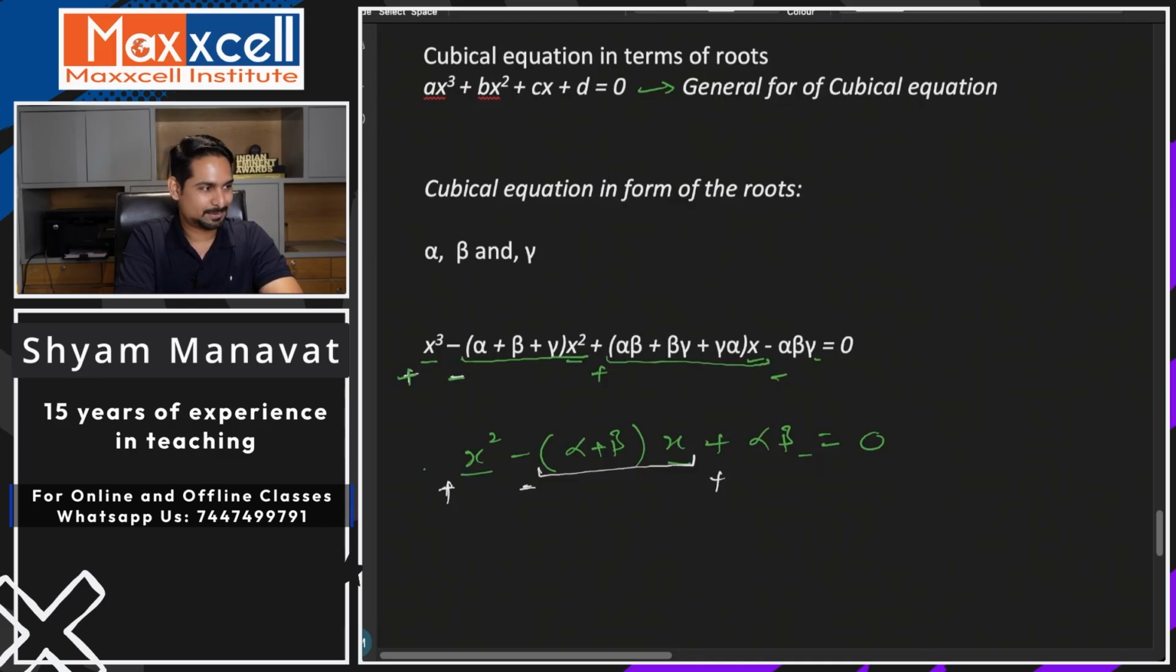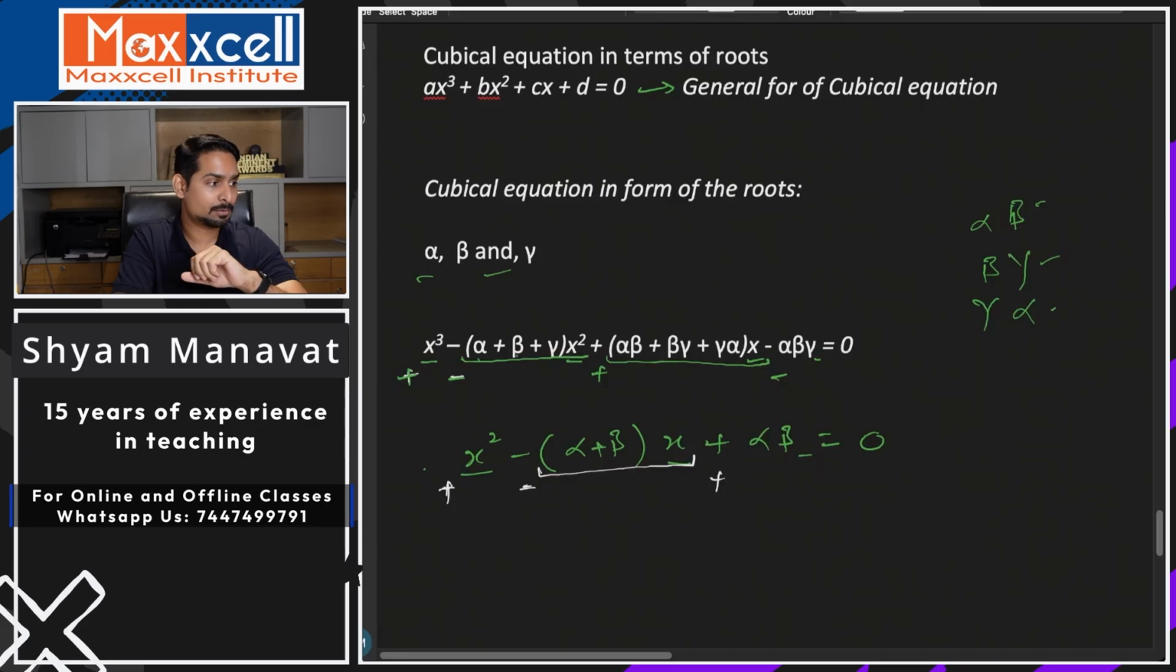Now, what about the roots? Look at that. First term, no roots. Second term, you take one root at a time: alpha plus beta plus gamma. Next term, you take 2 roots at a time and make all the possible combinations. So alpha into beta, then beta into gamma, and then gamma into alpha. So these are the three possible combinations, add all of them, and write that as the coefficient of x. And the next term is what? Take all three roots, alpha, beta, gamma, the product of all.